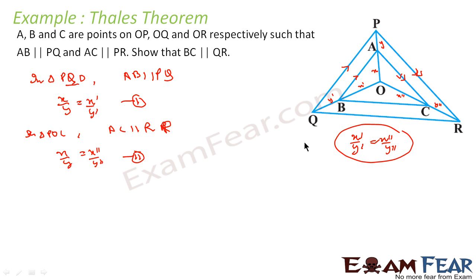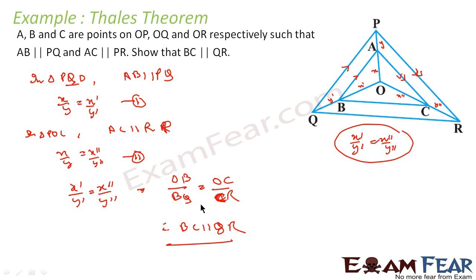What I have done, I have proved that x by y is equal to x dash by y dash. I have proved that x by y is equal to x double dash by y double dash. Combining these two equations, I can say that x dash by y dash is equal to x double dash by y double dash, or I can write in a more formal way, OB by BQ is equal to OC by CR. In this case, if it is true, then I can say that BC is parallel to QR.